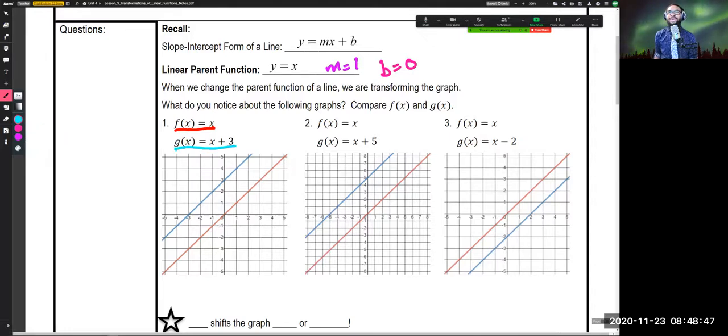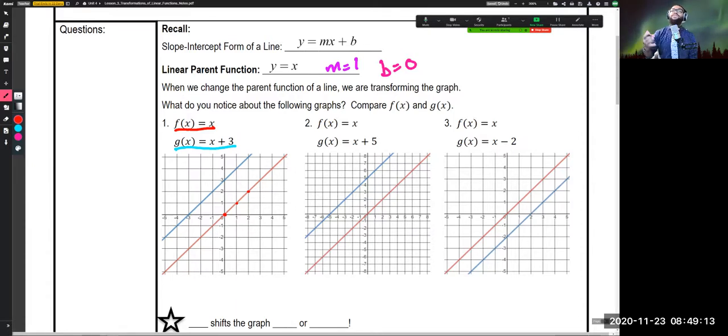So if you look at this parent function, f of x equals x, it doesn't have a y-intercept. So that's going to be going through 0, starting at 0. Then we're going to rise 1, run 1. Rise 1, run 1. That's what our parent function looks like.